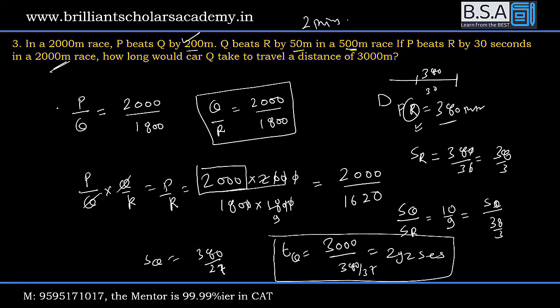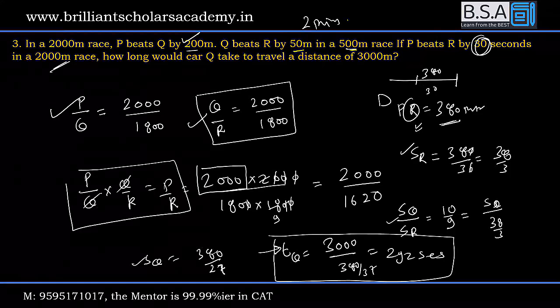First thing is standard. You compare PQ, you compare QR. By combining both, you get PR. So you get the distance traveled by P and distance traveled by R. So this tells you the gap between P and R: 380 meters. R will take 30 seconds to cover these 380 meters. So you get the speed of R. Once you have the speed of R, you have the speed of Q. Once you have the speed of Q, you can find out the time taken by Q to complete 3000 meters. Comment once you have understood this.